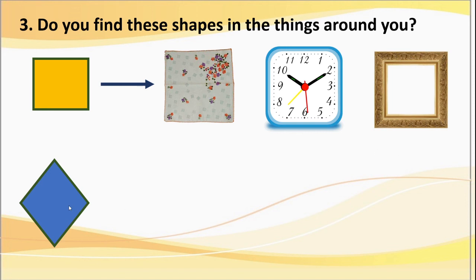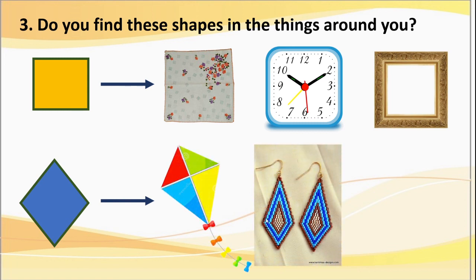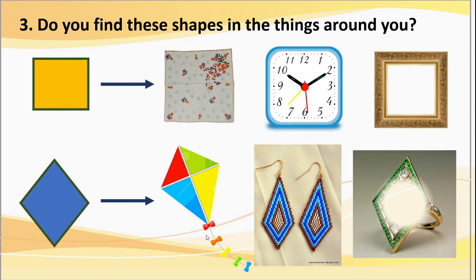Okay. Now we will move to kite shape. Here also I will give 3 examples. First one is kite. Second, here earrings. Girls wear this in the ear. Correct? Earrings. They also have kite shape or diamond shape. See, this is a diamond ring. This also has kite shape, isn't it?